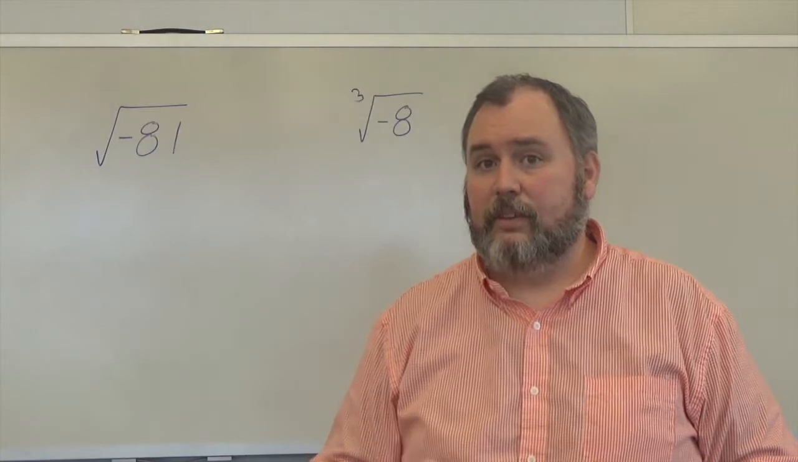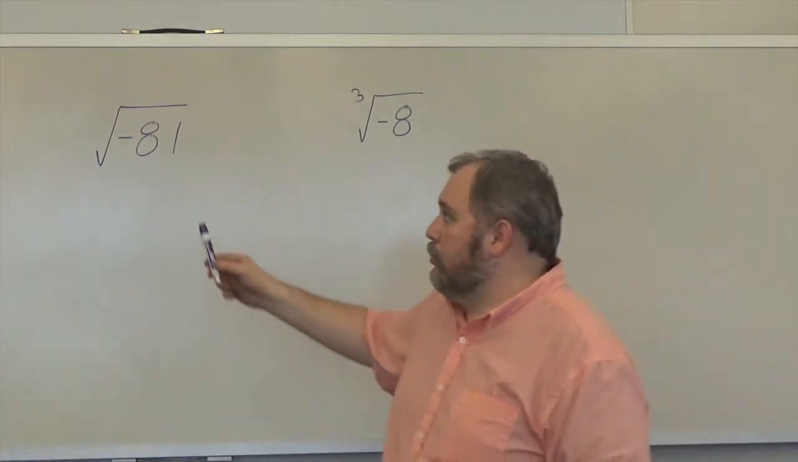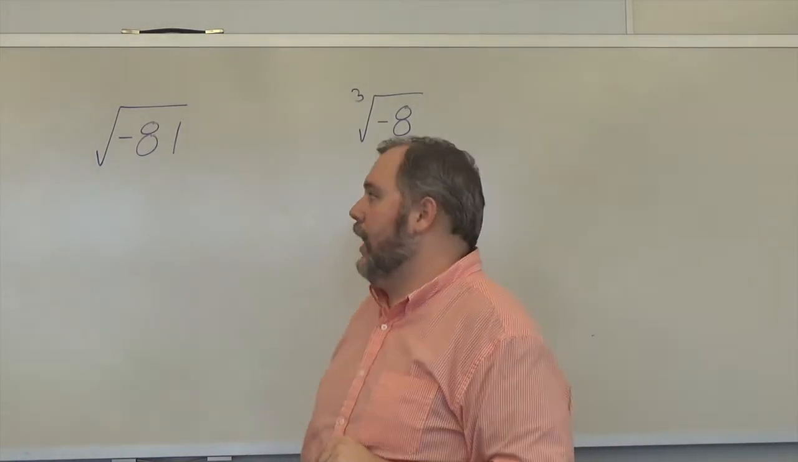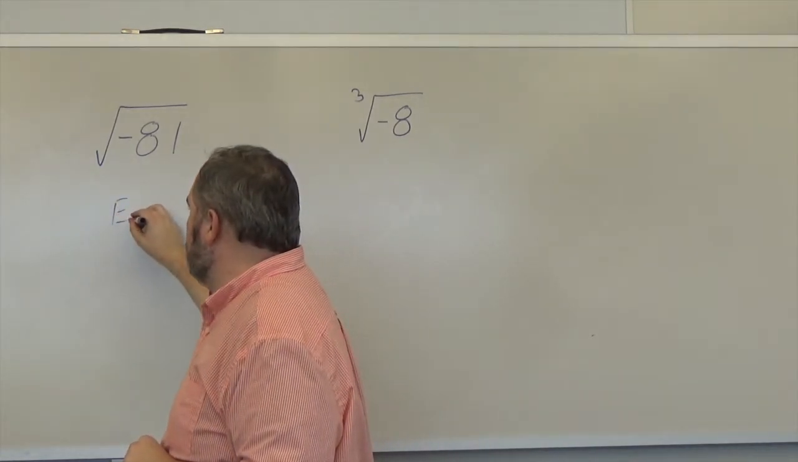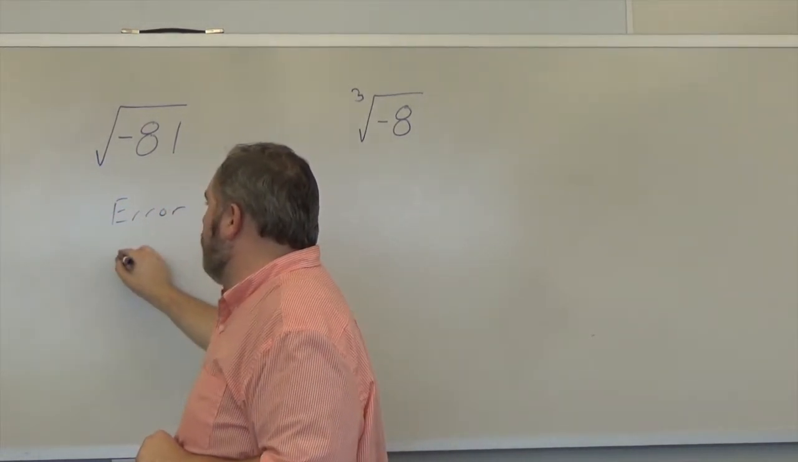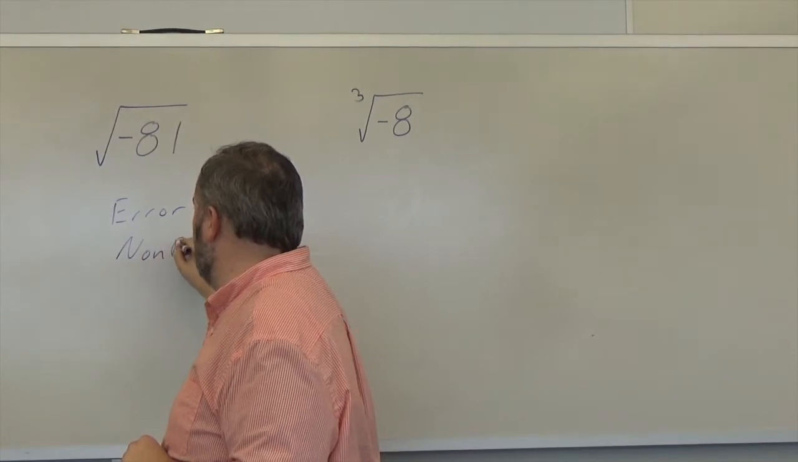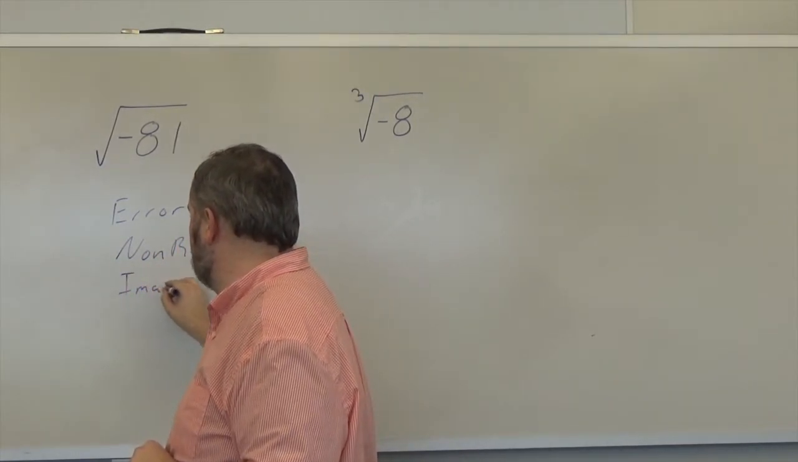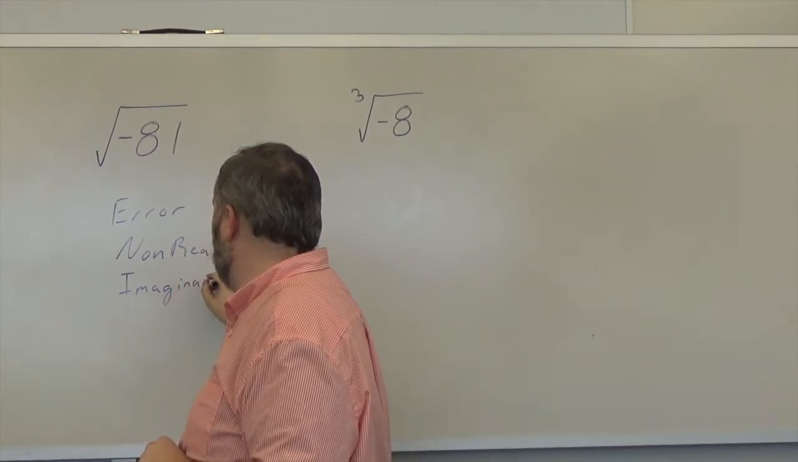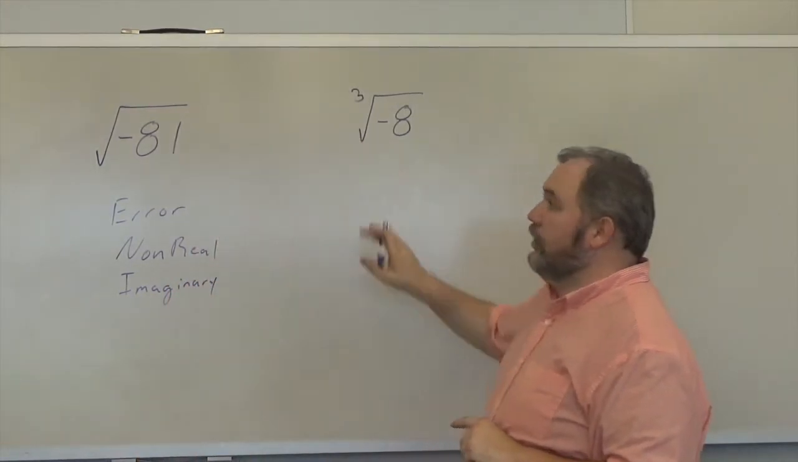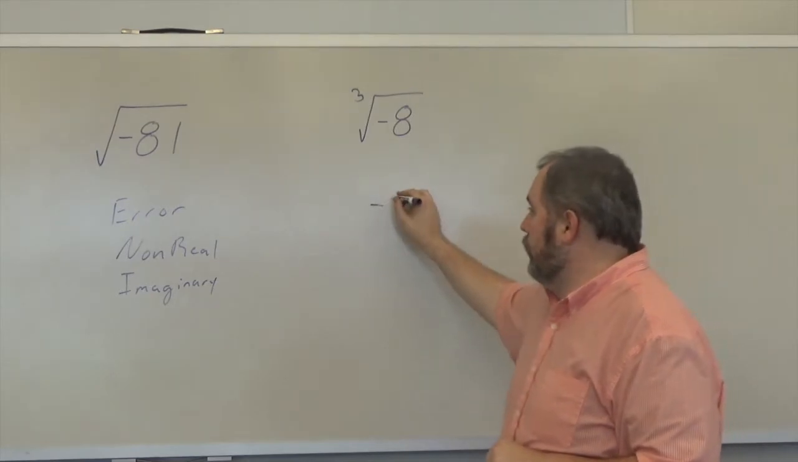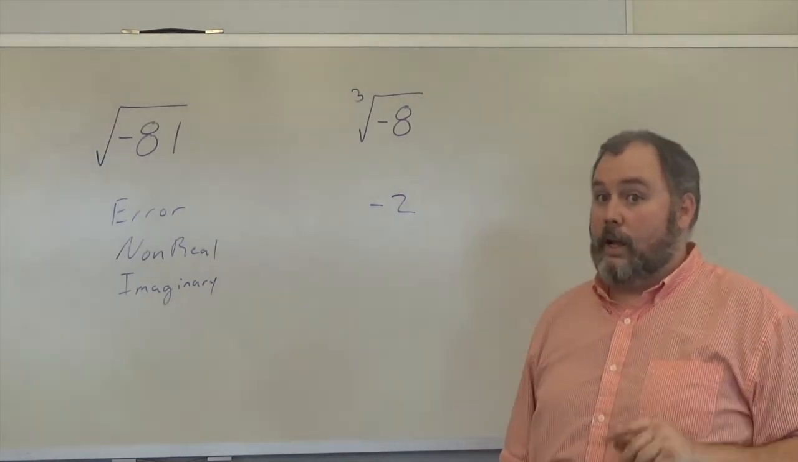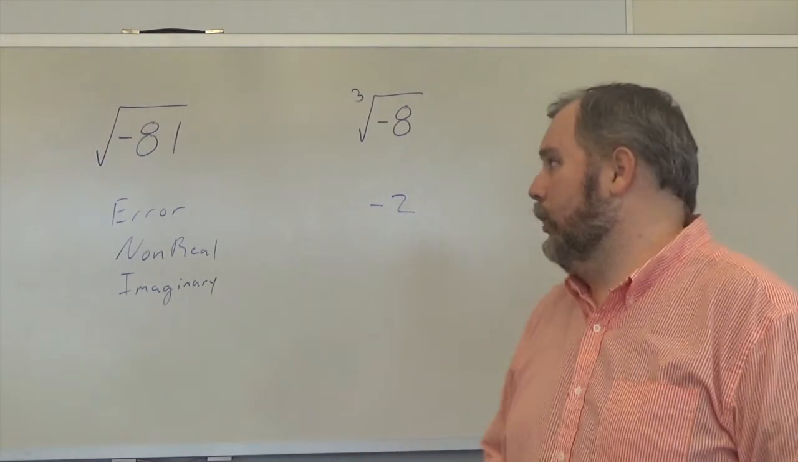So, case in point, if we were to put this in our calculator right now, you'd probably get an error message. And it would say something like non-real or imaginary. But if you put this one in your calculator, you're going to get an answer, -2. Why is that? Well, here's the reason for it.